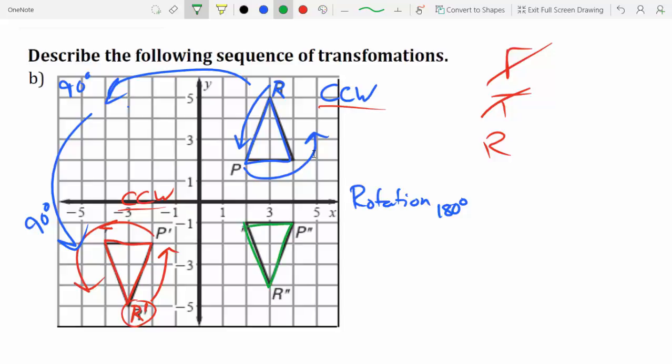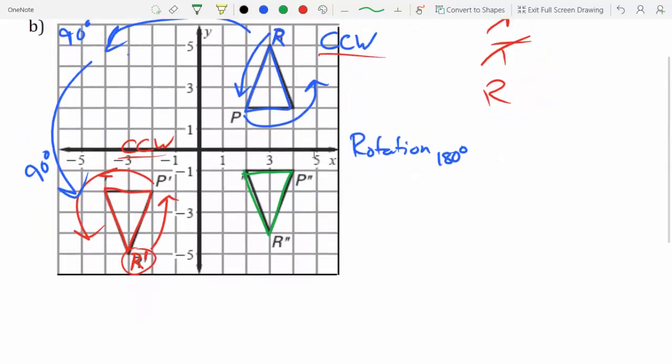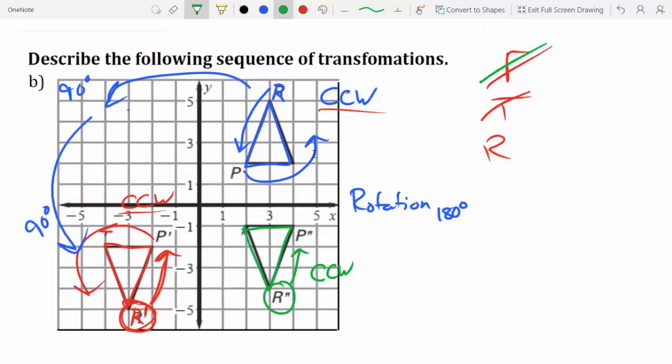In my final transformation, I'm going to look at the orientation. And I'm just going to refresh my memory. I can see I'm starting at R and moving to P. So I got to do that same thing. I got to start at R and move to P. So yeah, that is counterclockwise. Nothing changed. So it still can't be a reflection.